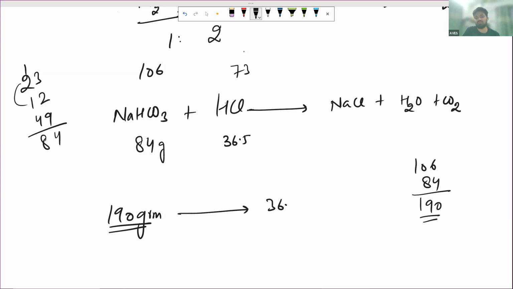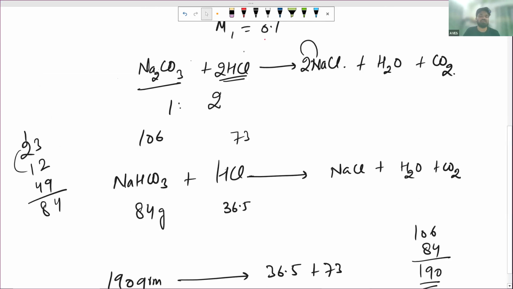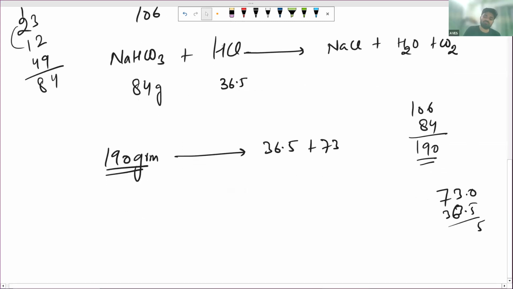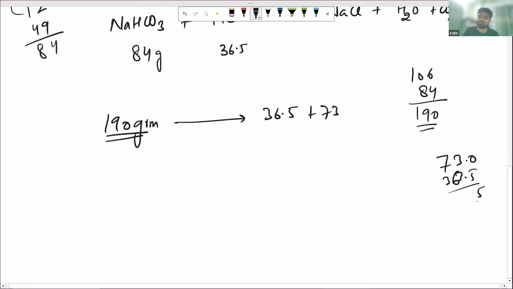3 moles of HCl. 1 mole of HCl is 36.5, and 2 moles is 36.5 multiplied by 2, which gives 73. So how much HCl will be required? 73 plus 36.5, which gives 109.5. Yes, 109.5 grams.